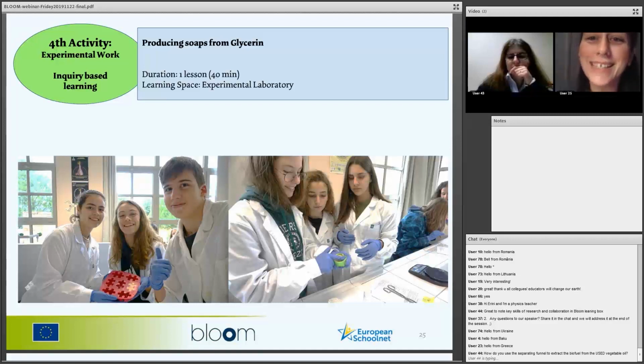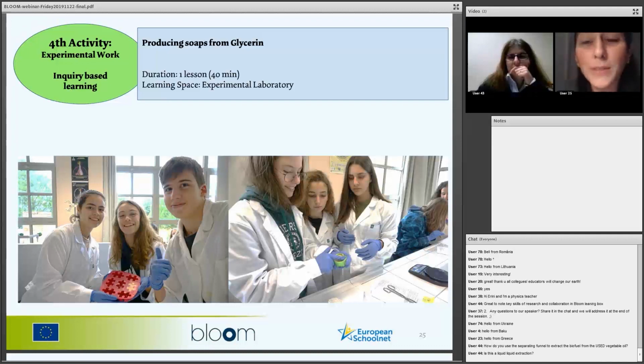It was a really interesting and creative activity for them. We took the glycerol produced in the first activity and added some essential oils such as coconut oil, and color, stirred and mixed it, and poured it into our molds. After 2 days, the soaps were ready.